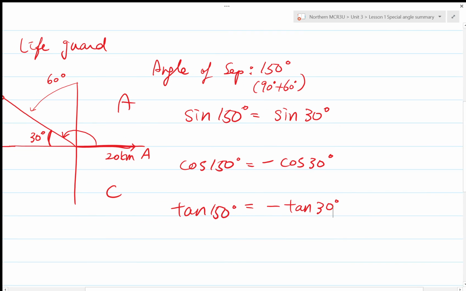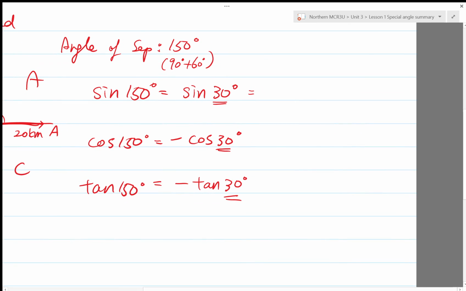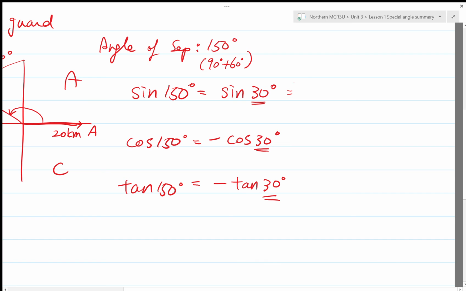And then the rest is quite simple because 30 degrees is one of our special angles. According to our special triangle, sine 30 degrees should be 1 over 2, and then negative cosine 30 degrees should be negative square root of 3 over 2, and then negative tangent 30 degrees will be negative 1 over square root of 3. Okay, so that's how we can find it.